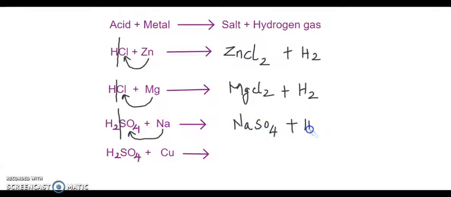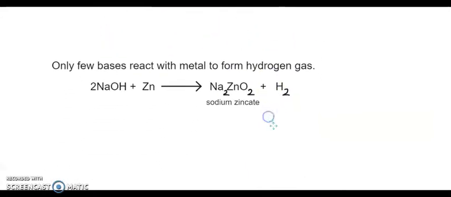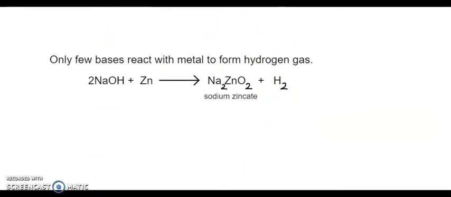Plus hydrogen gas, right? Again, copper with sulfuric acid, the hydrogen is displaced, so copper will react with sulfate, sorry, and you'll get copper sulfate plus hydrogen gas, right? So any acid reacting with any metal will end up giving you hydrogen gas and the corresponding salt. Am I clear? What happens when a particular base is reacting with a metal?